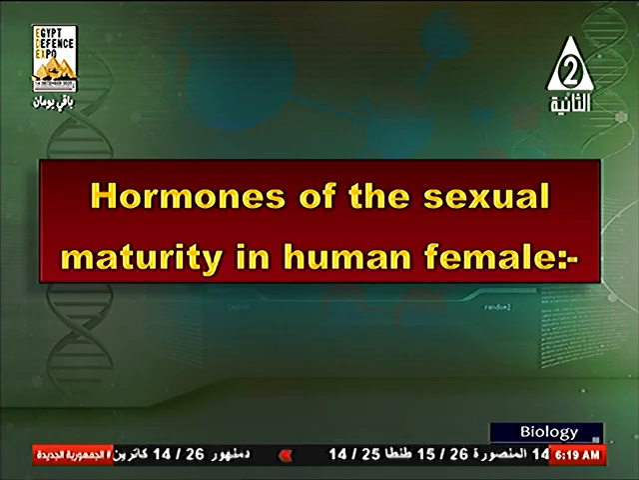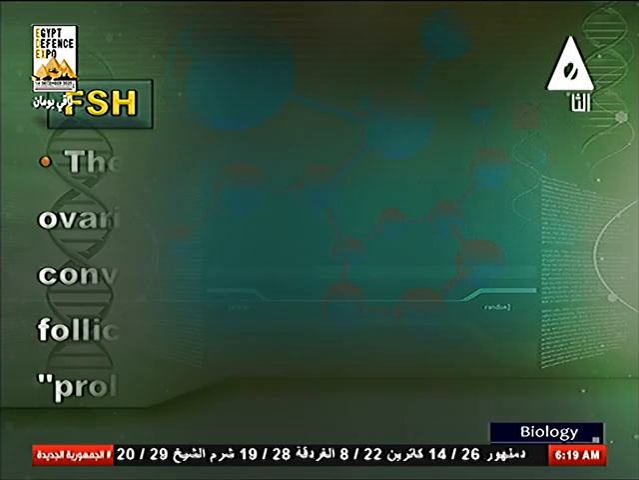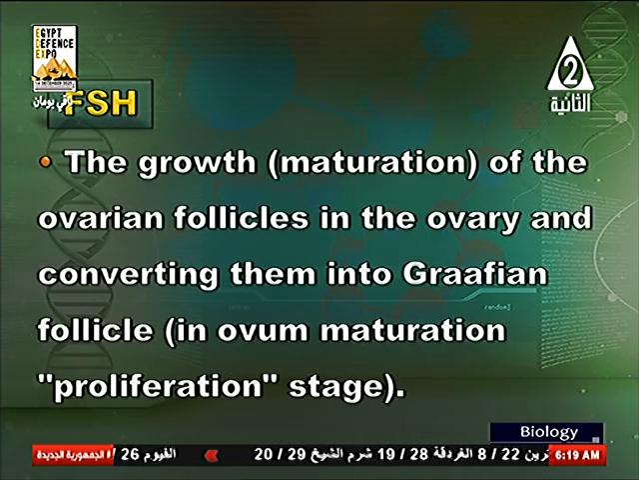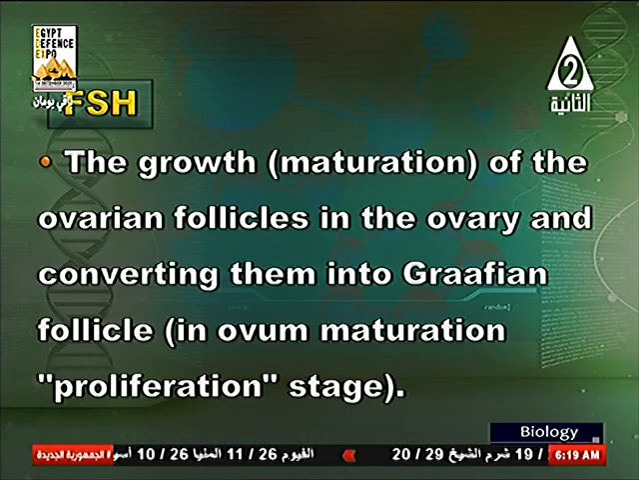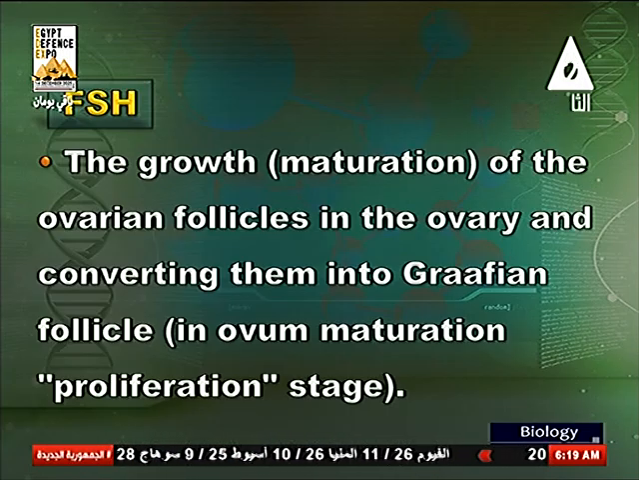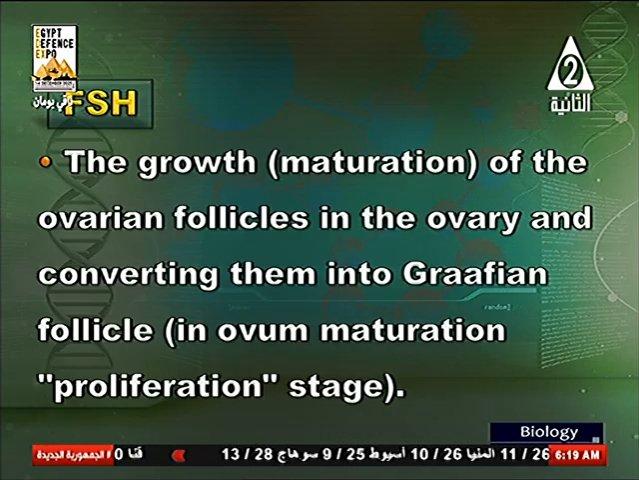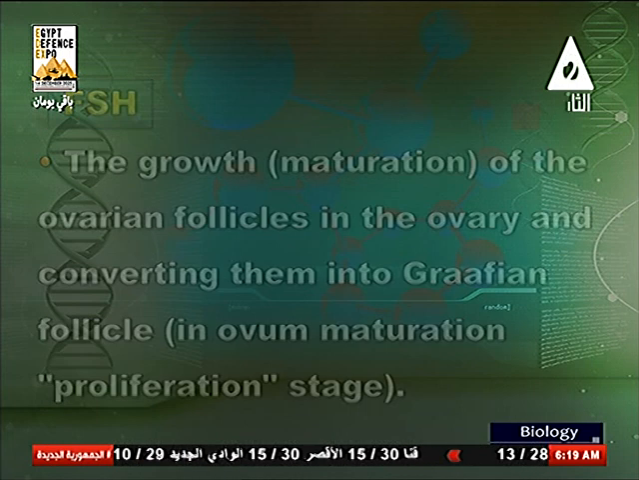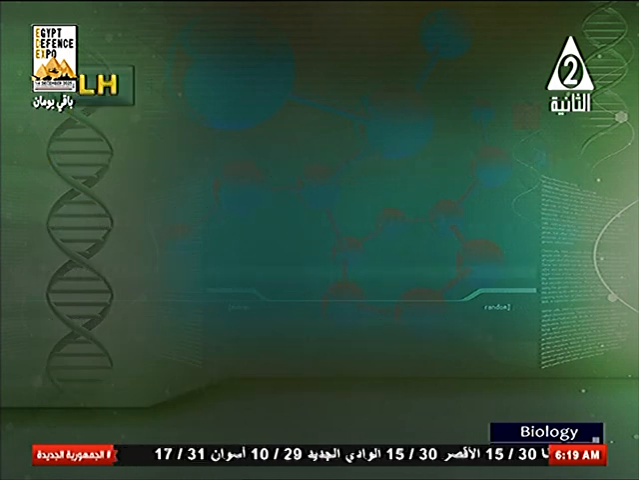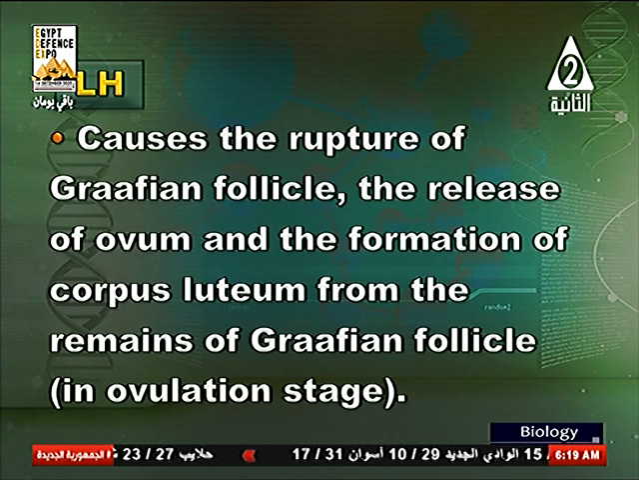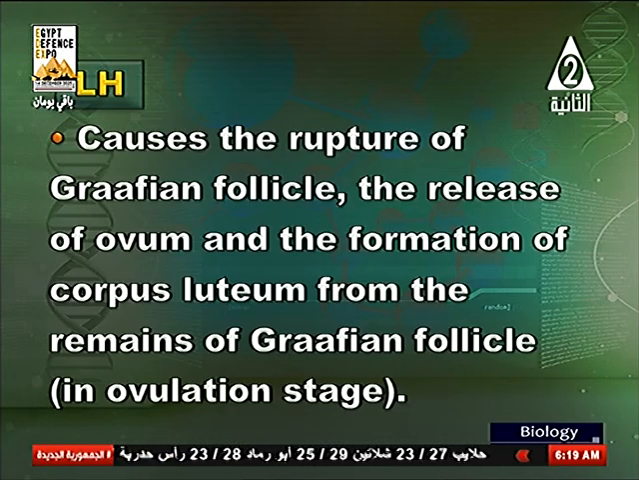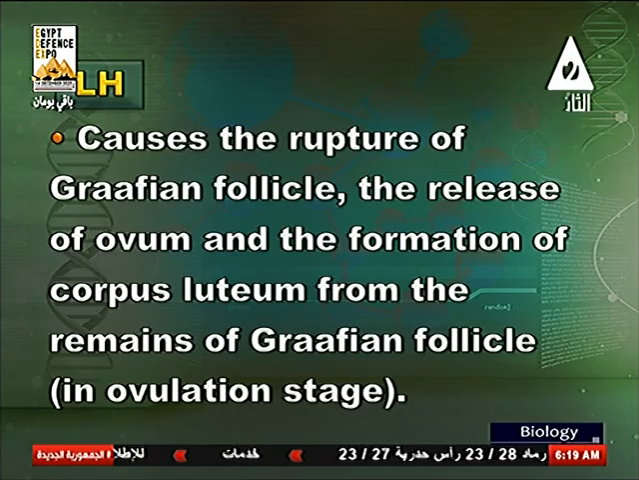Now, let's make a quick revision about the hormones of sexual maturity in human females. Follicle stimulating hormone stimulates the growth or maturation of the ovarian follicle in the ovary and converts them into Graafian follicle in the ovum maturation, proliferation stage. You will study it in the next chapter. Luteinizing hormone in females causes the rupture of the Graafian follicle and the release of the ovum and the formation of the corpus luteum from the remains of the Graafian follicle in the ovulation stage.